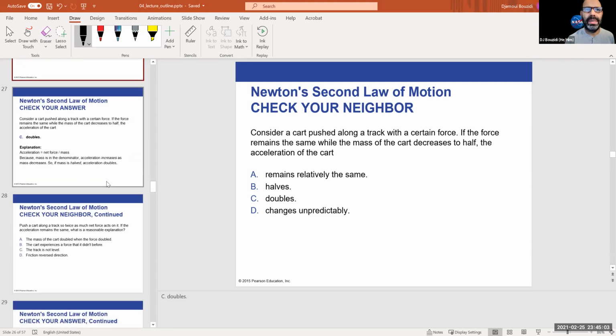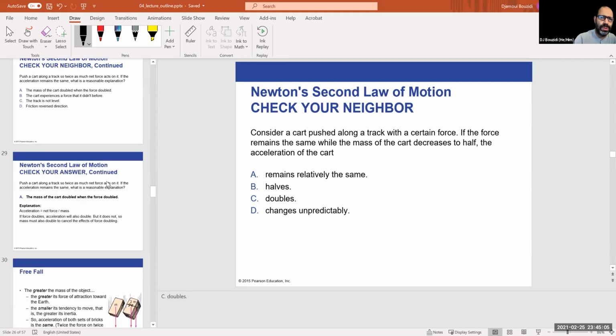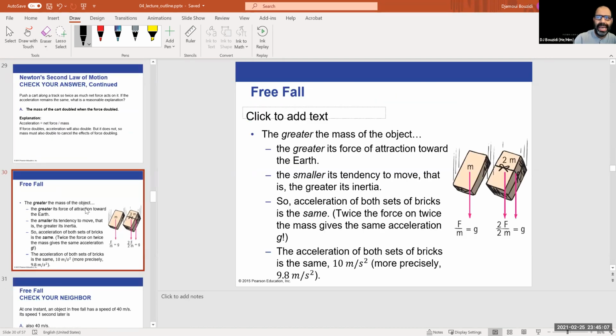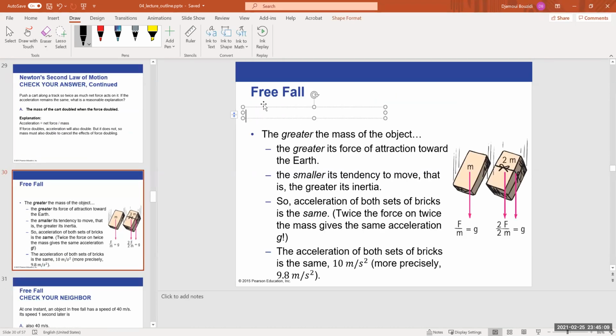Okay, this is again the same ideas in here for all of these questions. Hopefully you guys, the free fall again. Okay, why is this here?